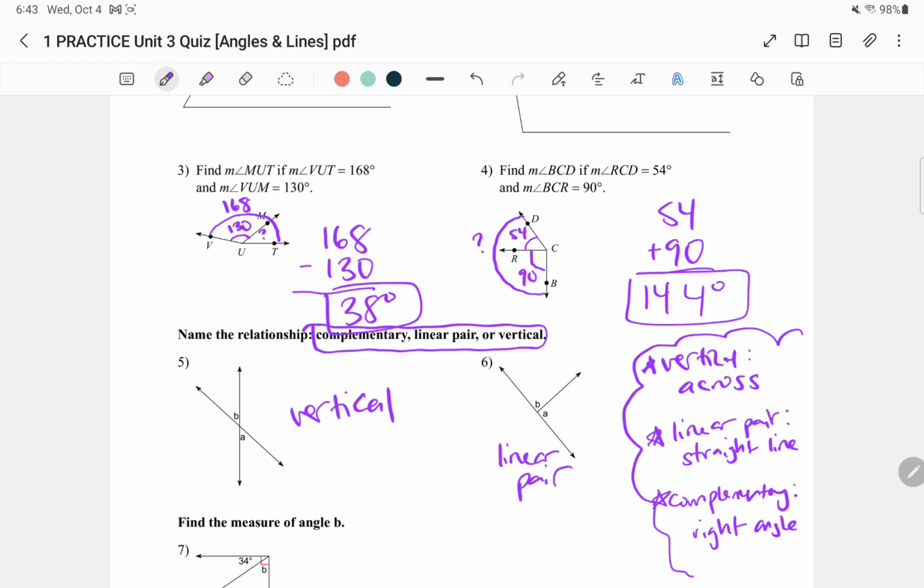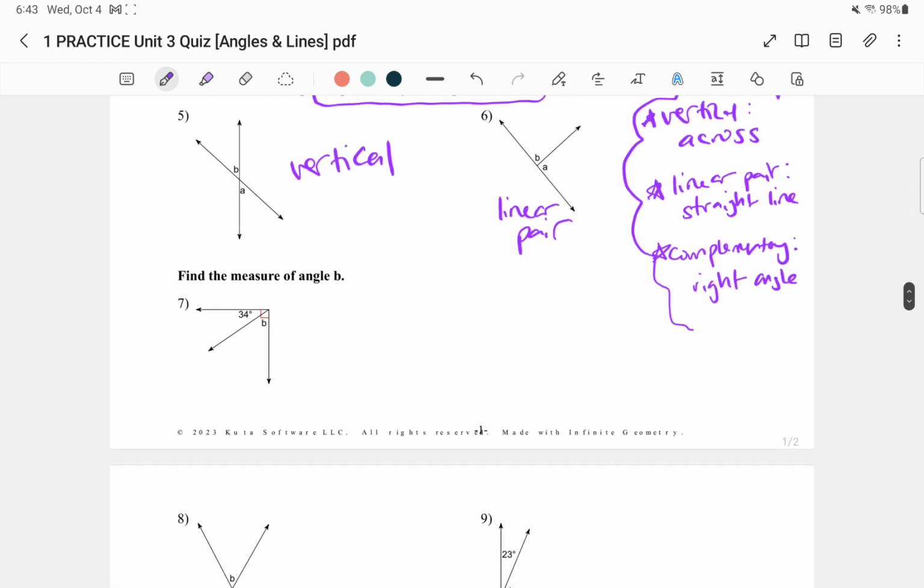All right, but we're going to go ahead and go to number 7. So find the measure of angle B. So since this is complementary now, we're actually going to use that. Okay, we know complementary angles are forming a right angle. So we know that they add to 90 degrees because a right angle is 90 degrees. So if I know that the whole thing is 90 and then this part is 34, I'm just going to subtract 90 minus 34 to get what B is.